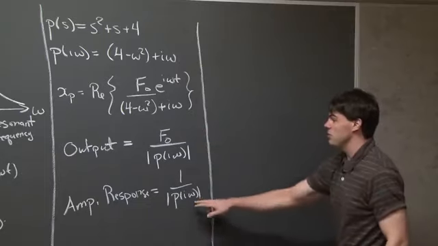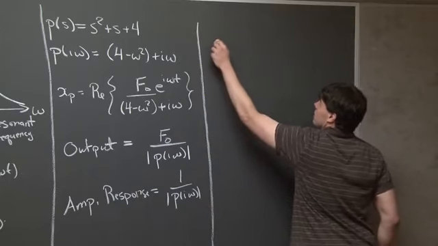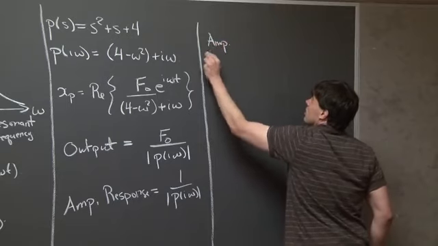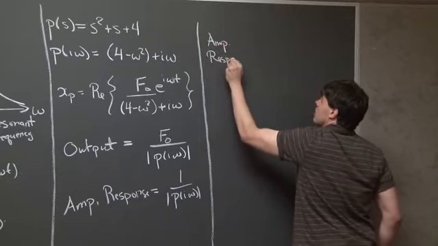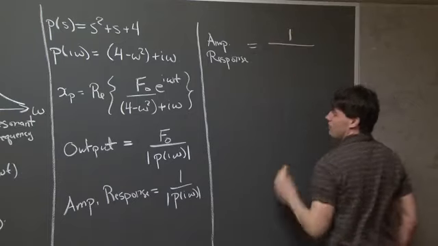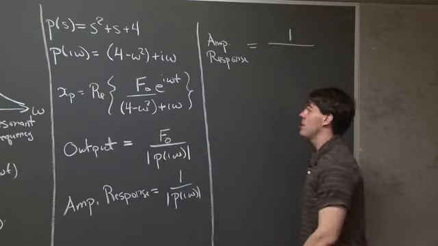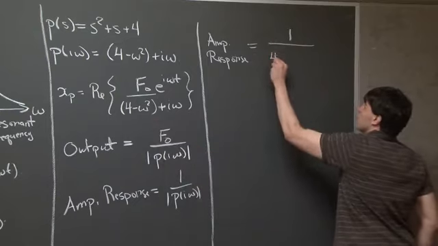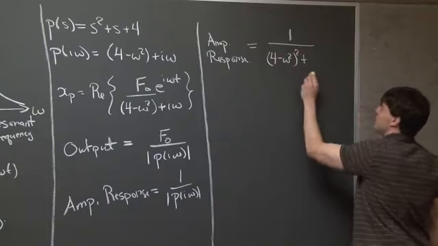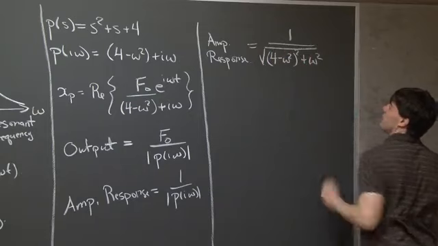Okay, so what does this amplitude response look like for this case? Well, we have 1 over the magnitude of this complex number, which is 4 minus omega squared plus i omega. So I just take the real part, square it, add it to the imaginary part squared, and square root the whole quantity.